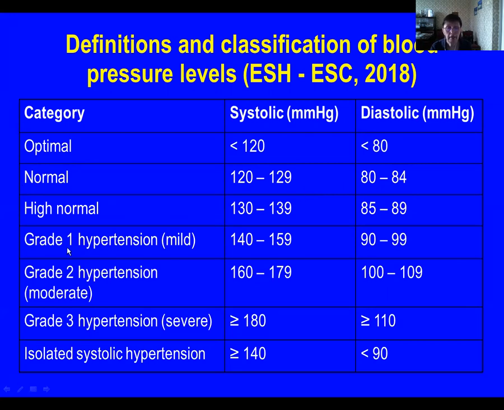Well, and we see that in the European classification we have 3 grades of hypertension. It may be mild, moderate, or severe. We also have isolated systolic hypertension, which is specific mostly for adult patients, when the systolic blood pressure is elevated, but diastolic may be normal.